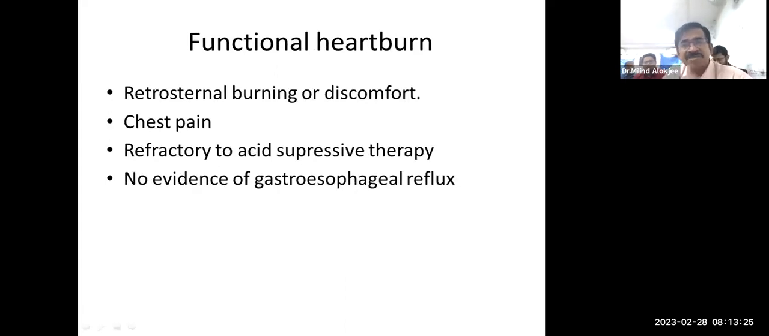There is another term called functional heartburn. Here the patient complains of retrosternal burning or discomfort, and may complain of chest pain. This patient often remains refractory to acid suppressive therapy. And on endoscopy or by pH monitoring, there is no evidence of GERD in these patients.